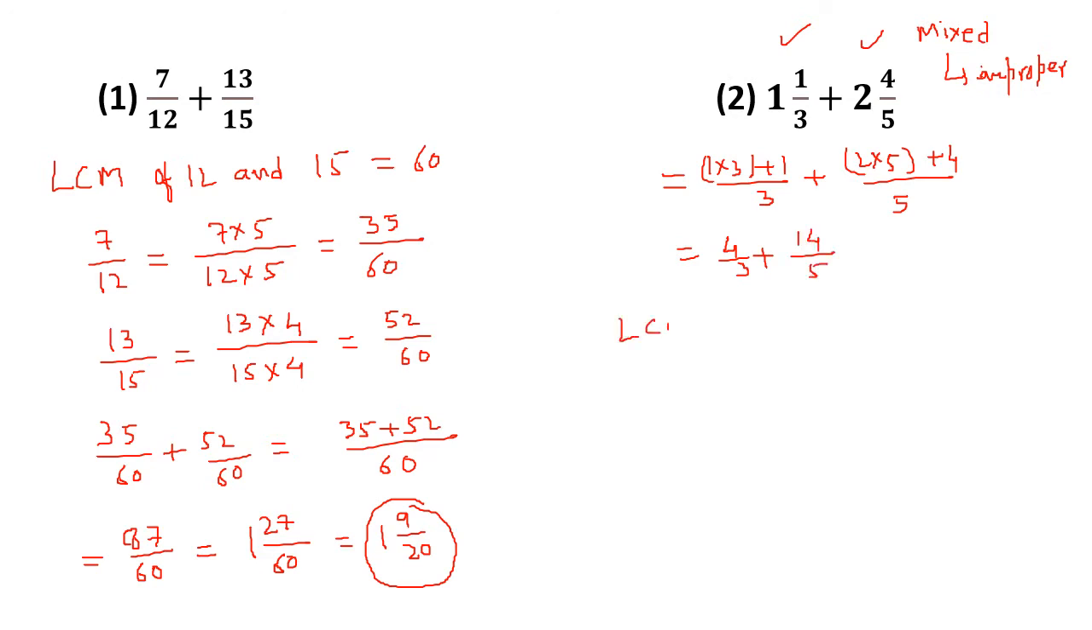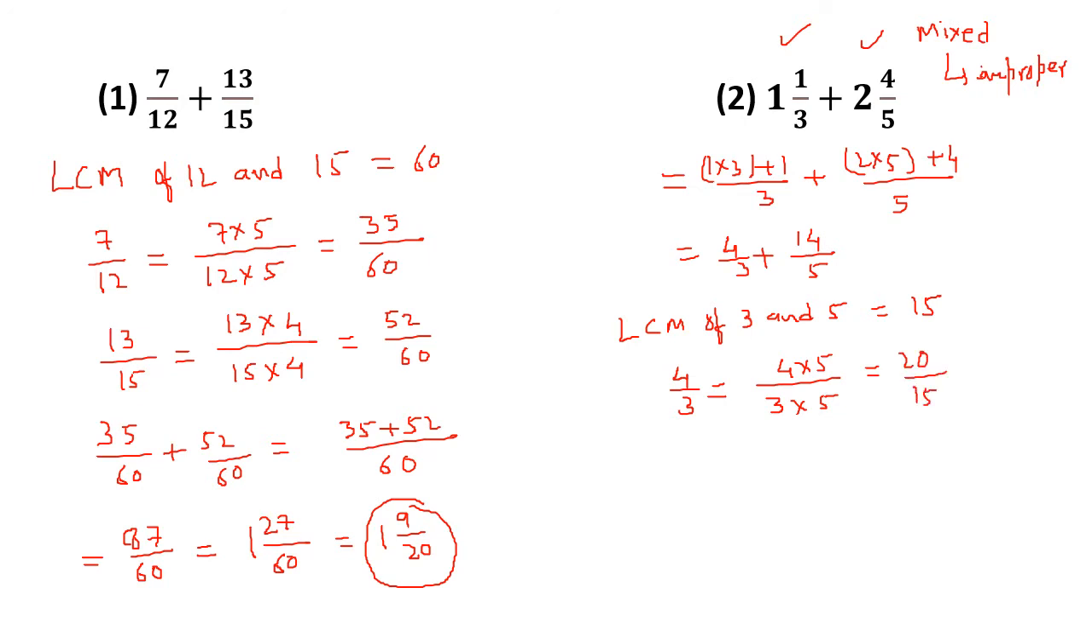Now I have to find the LCM of 3 and 5. These numbers don't have any common factor, so the answer is 15, that is 3 into 5 itself. So let us convert 4 over 3. To make the denominator 15, I have to multiply by 5. Therefore, the numerator should also be multiplied by 5. So the answer is 20 over 15.